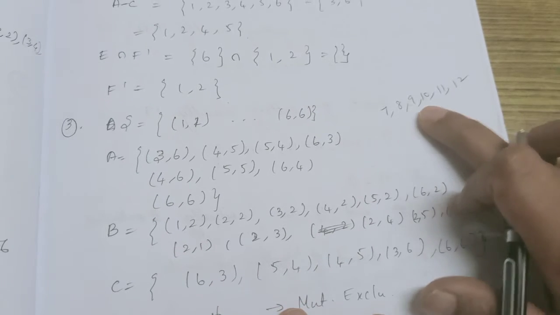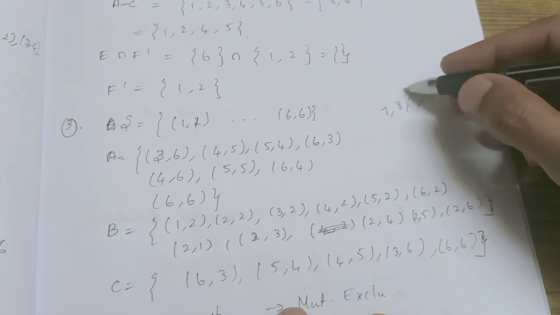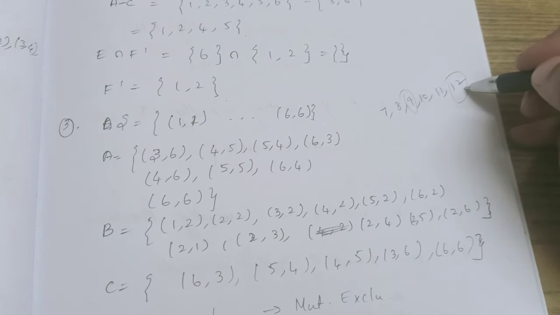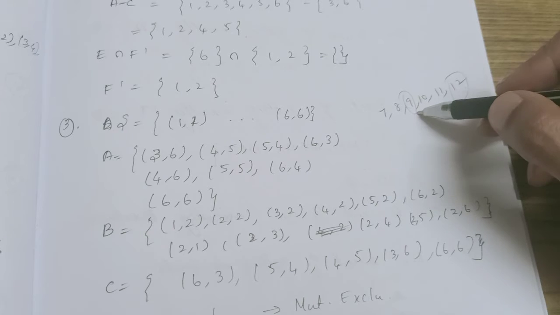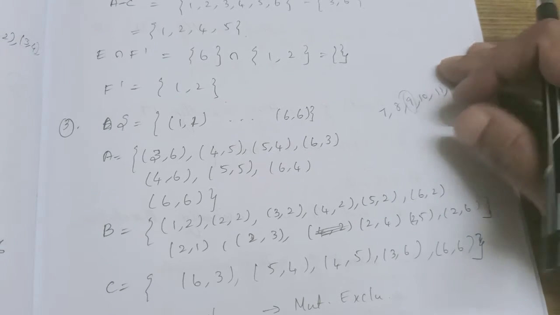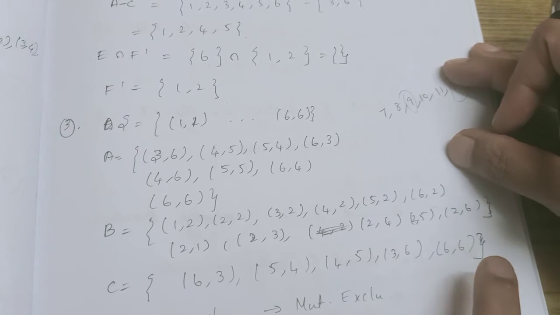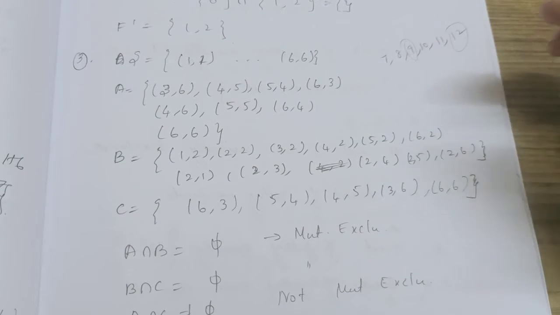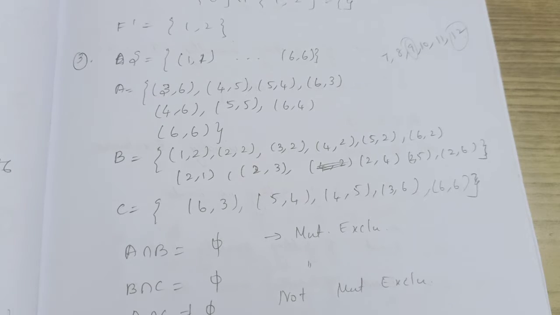Which of these will be multiples of 3? Only this one and this one. So we have to write only the outcomes where the sum is 9 and the sum is 12. These three have sum 9 and the last one has sum 12. This is how we write the outcome. Then we are asked to check whether the pairs are mutually exclusive.